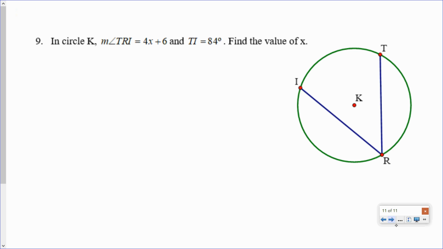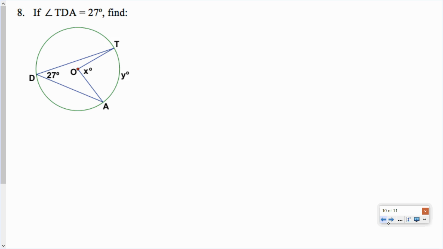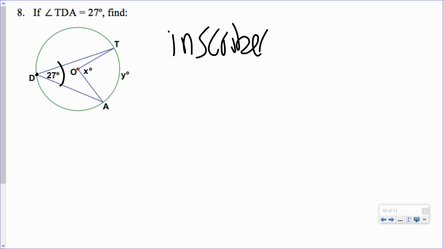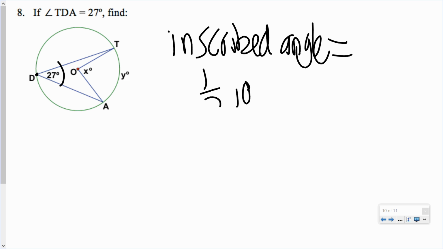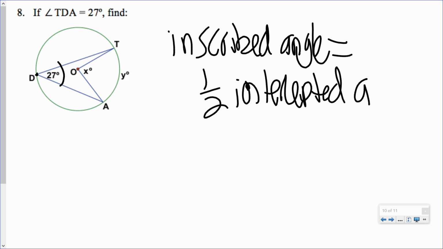What have I got? I got 2 problems left for you. You know what? Let's just go through the whole thing together. It's asking for two things here. It's giving me an angle. What type of angle is that? Where's the vertex? The vertex is on the circle, so it's an inscribed angle. And we know that the inscribed angle is equal to half of the intercepted arc. So if the inscribed angle is 27, then the intercepted arc is 54.